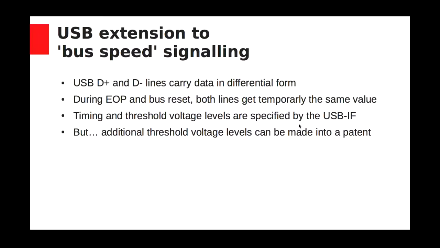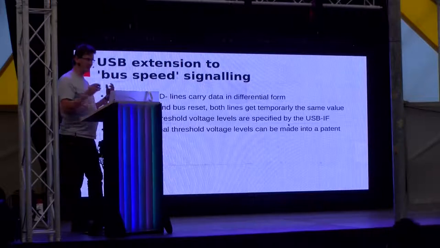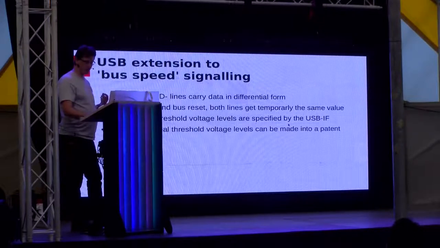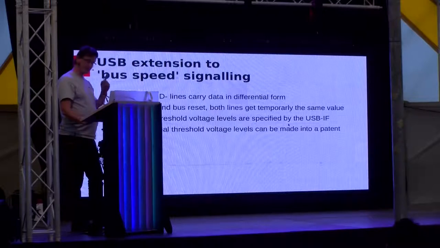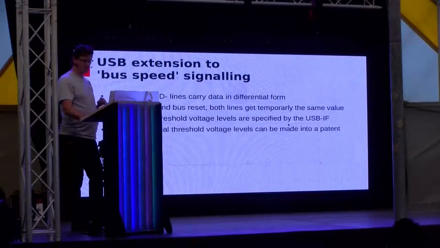So if you want to go for USB 1, then it's 12 megabits or sometimes 1.5 megabits, depending on which line you pull up as a device. And for higher speed, you need different line drivers which drive more current through the bus. And there's a special protocol that's being played during that reset. The threshold voltages for those things are also very well specified, but you can create additional threshold voltages, and that was made into a patent.